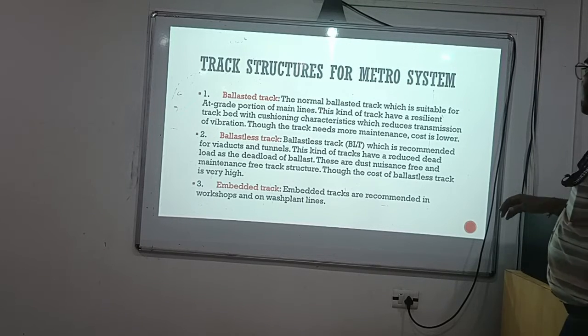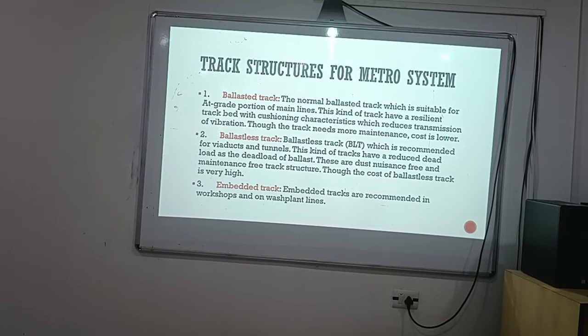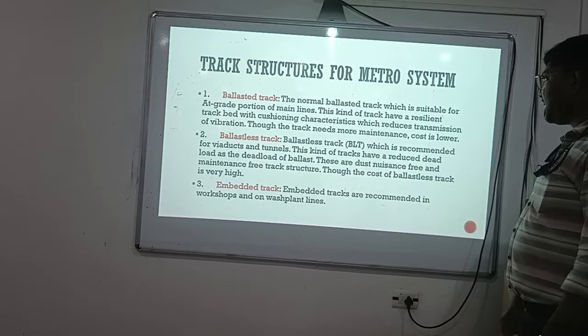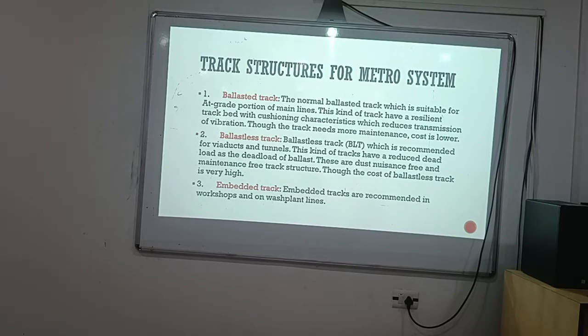Now the normal ballasted track is suitable for the at-grade portion of the main line. At-grade means where only the entry level and concourse level are at the same level, and the platform level is the second level after the ground level. So for the at-grade portion of the main line, ballasted tracks are suitable. That means ballasts are provided.